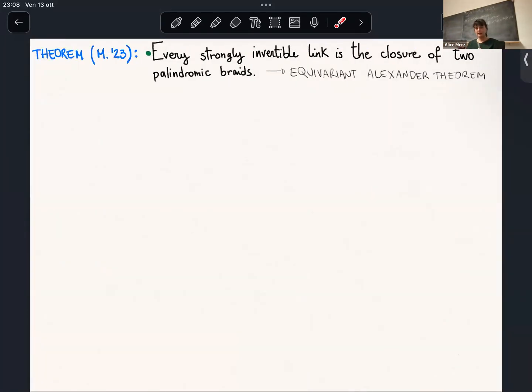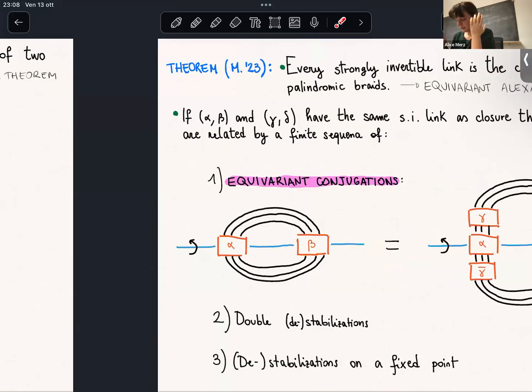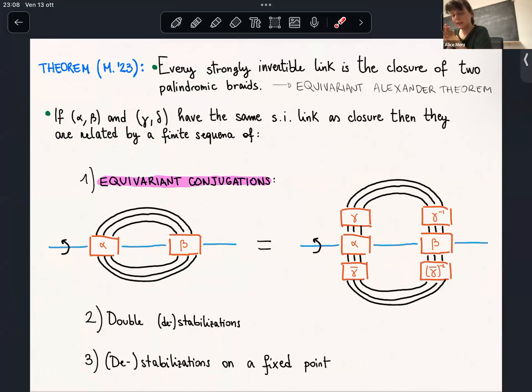So what can we say then about Alexander's theorem? We have a closure map. We want to ask if it's surjective, and what are the braids that have the same closure as a strongly invertible link. What I obtain is that every strongly invertible link is actually the closure of two palindromic braids, and this is what I call the equivariant Alexander theorem, an equivariant version of it. And then I obtain a version of Markov's theorem.